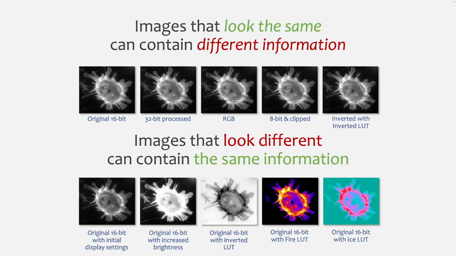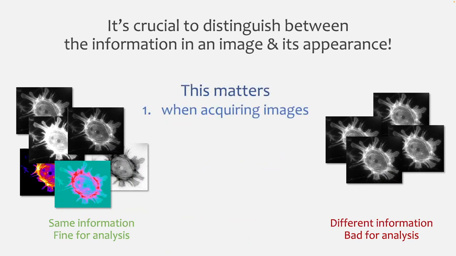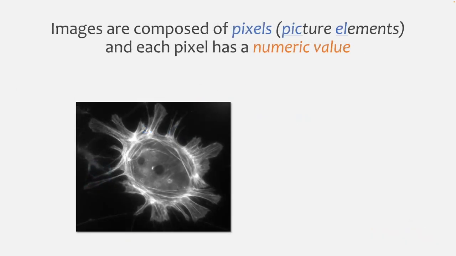And so in the legend here below, I've described what's happened to each image, which explains why it appears the way that it does, or why it might be compromised. And these things will make a bit more sense as we move on through the course. But it's crucial to distinguish between the information in the image and its appearance, and this matters not only whenever you're acquiring images, but also when you're analyzing images. And so you need to be able to tell when an image is suitable for analysis or when it could be compromised and bad for analysis.